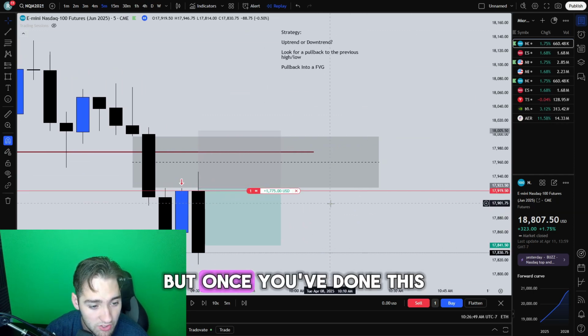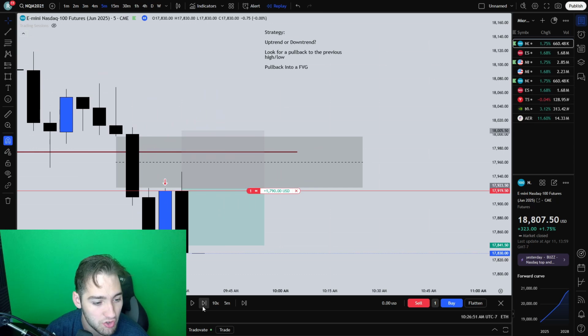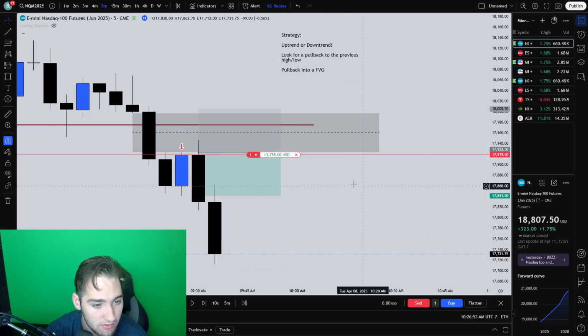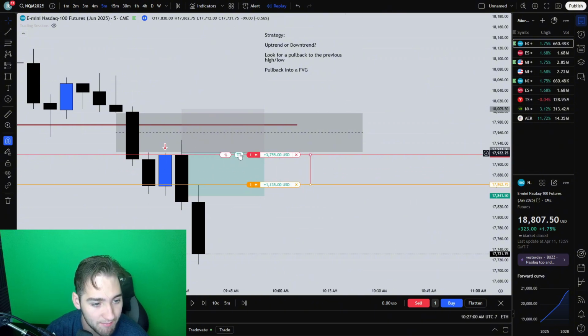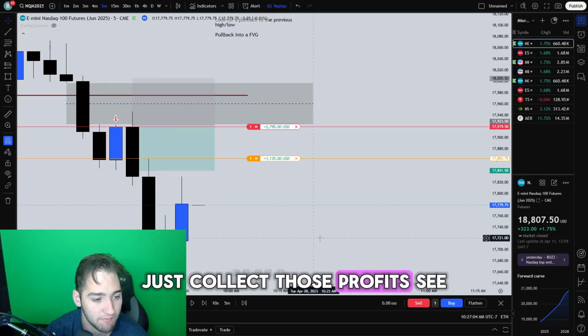Once you've done this, all you can do is just trail your stops. Boom, look at this. Now our stop loss is going to go to break even. Our stop's going to go at the top of this high maybe, and then there it is. And just collect, guys, just collect those profits.